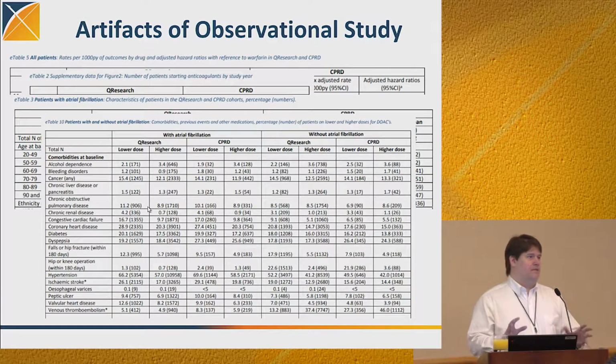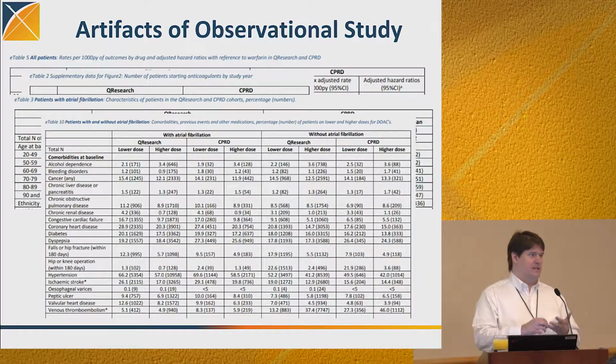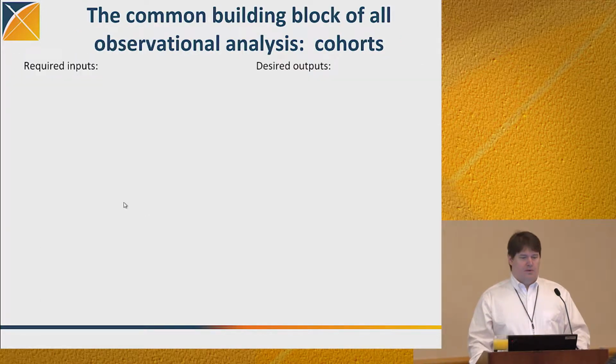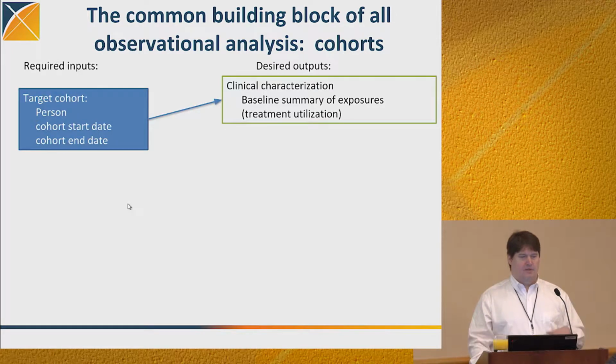So these are four different questions that were asked about the disease natural history, the characterization and demographics of the cohort, and what was the relative risk of taking one or another drug for a certain outcome. So OHDSI's position is the common building blocks of performing these studies are the cohorts and how you define these cohorts. If you want to do characterization, a baseline summary of a treatment for treatment utilization, then you need what we call a target cohort, and that's just the group of people that satisfy the criteria.